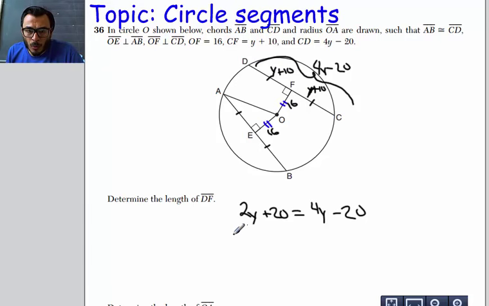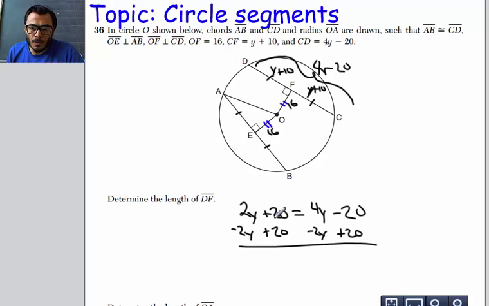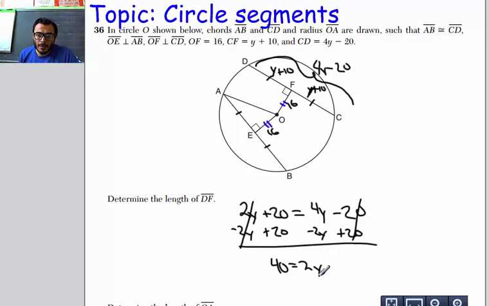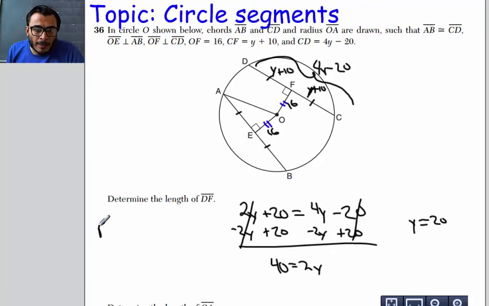So now I've got to solve for y. I'm going to add 20 on both sides, and I'm going to subtract 2y on both sides. This will cancel out, this will cancel out. I get 40 equals 2y, and I get y equals 20. So if y equals 20, that means DF is going to be 20 plus 10, which is going to be 30, right? Yes, so DF is 30. So what that means is that these segments are 30, 30, this is 30, this is 30.